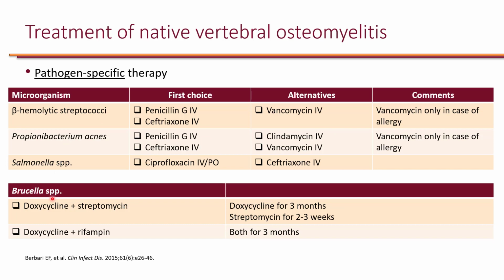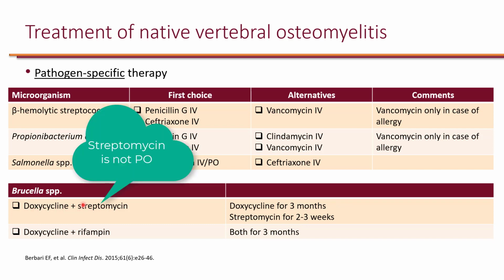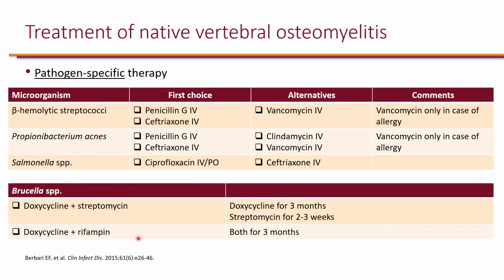For Brucella species, which is extremely uncommon, the only two options are a combination of either doxycycline and streptomycin, or a combination of doxycycline plus rifampin. In particular, pay attention to the duration of therapy, because Brucella species, although uncommon, are rather more difficult to eradicate, so often a very long duration of therapy is recommended.